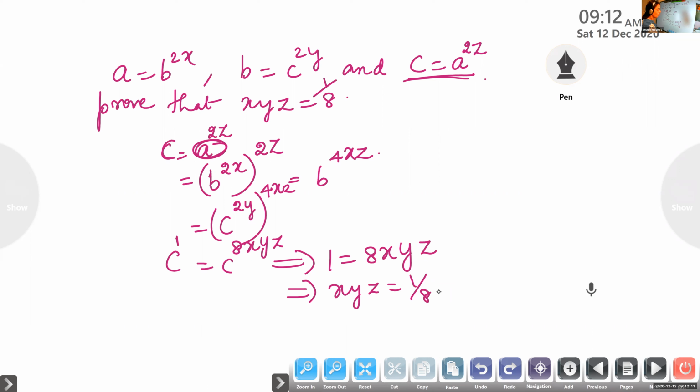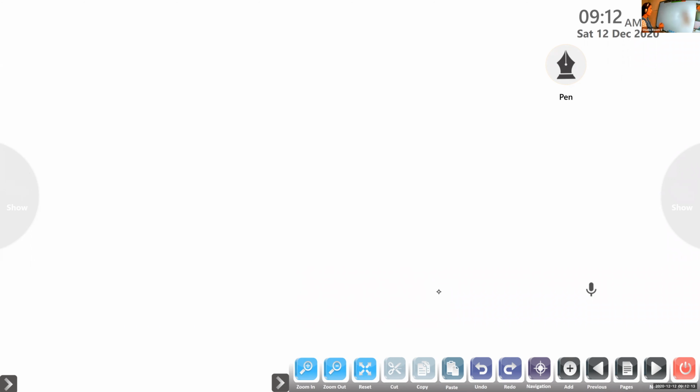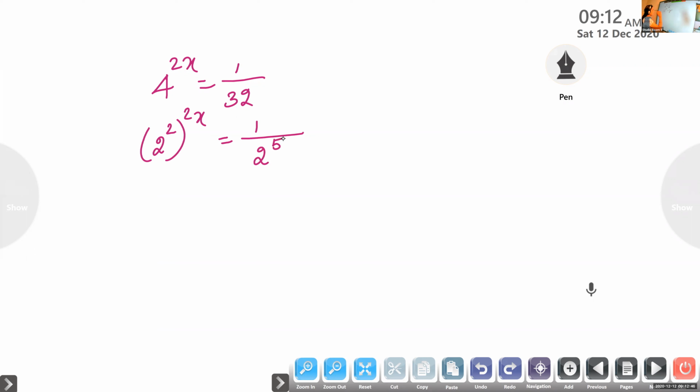Next one, solve for x. 4 raised to 2x is equal to 1 by 32. Our aim is to find x. How to do this? Try to express in powers of prime factors. 4 we can write as 2 squared, so 2 squared raised to 2x is equal to 1 by 32. When you prime factorize 32, is it 2 raised to 5?